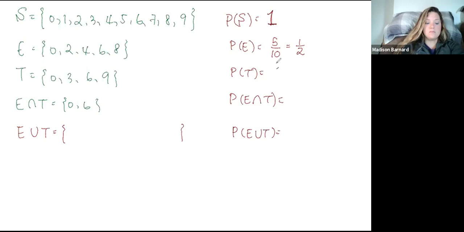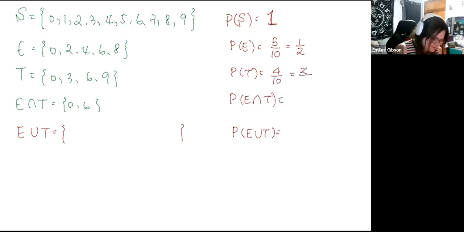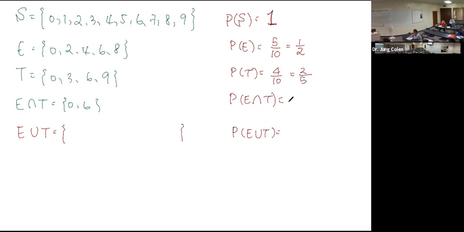And probability of T, Emily Gibson. 2/5. Or 4/10, tenths, and then simplify to 2/5. There we go. Now E intersection T, how about Anna? I don't know. Probability of E intersection T. 2/10. There we go. If you simplify that, it's going to be 1/5.